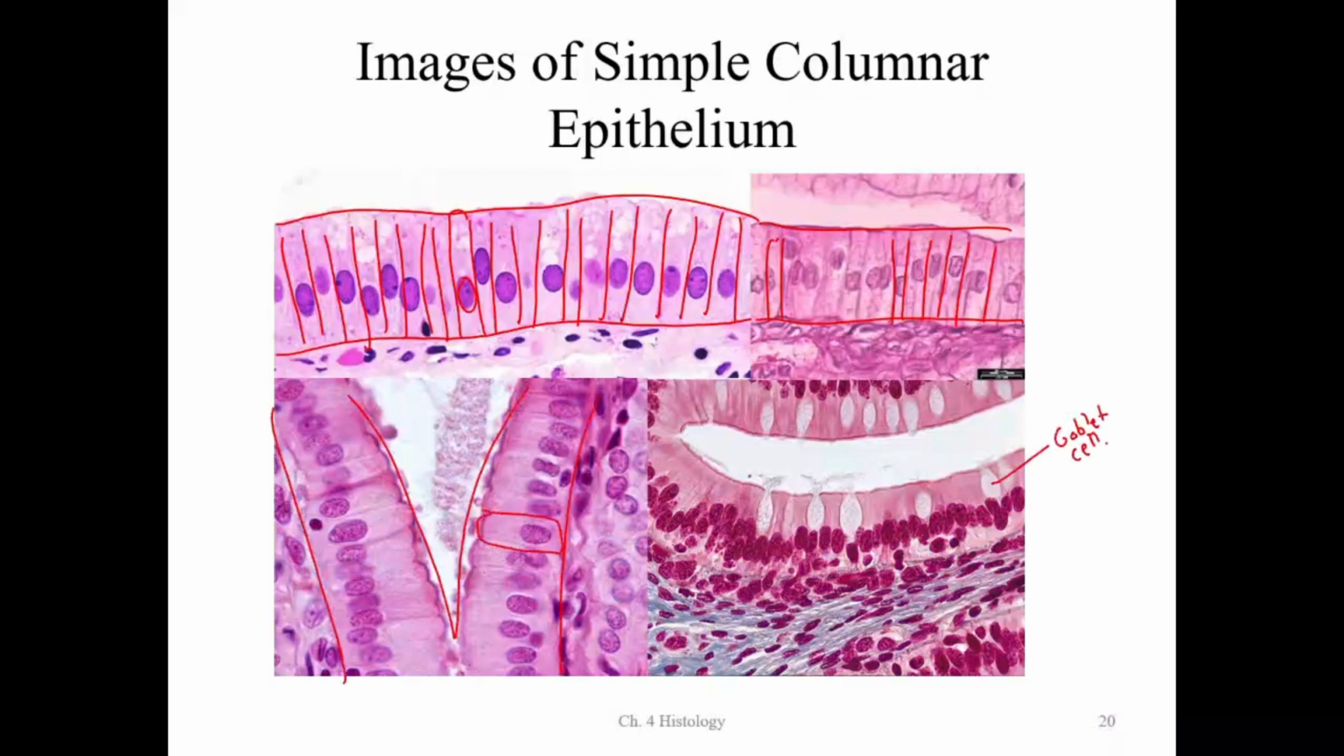Right here, we have a goblet cell. That is making mucus. These little white guys right here, these are all goblet cells that we see. You can see this on the recording, and that's why I'm doing this in this room. I have a touch screen that I can draw on and annotate.